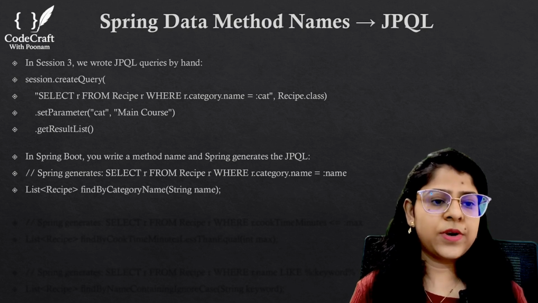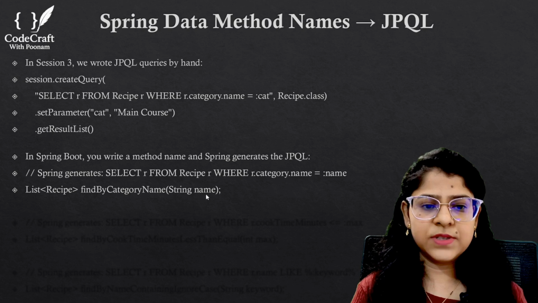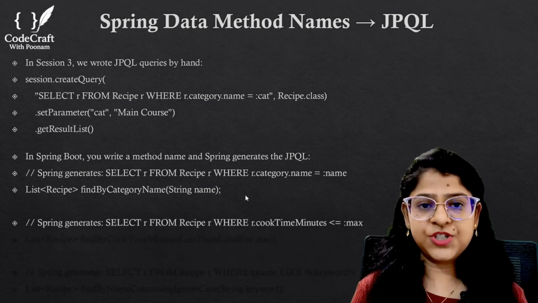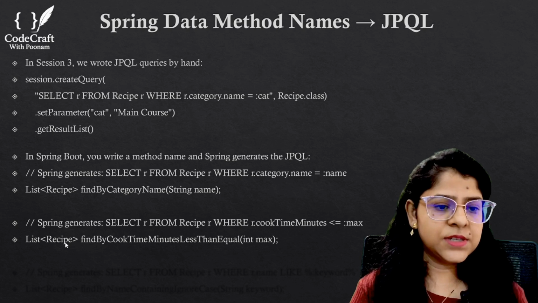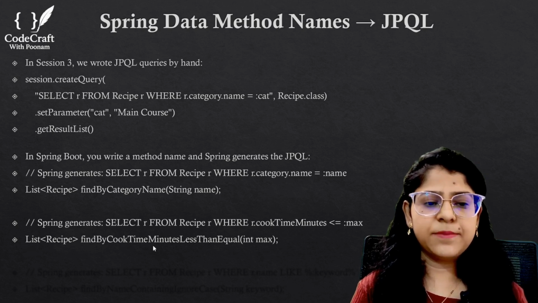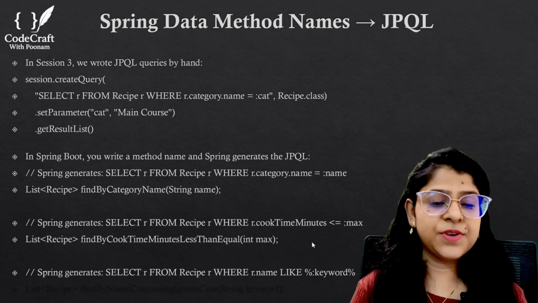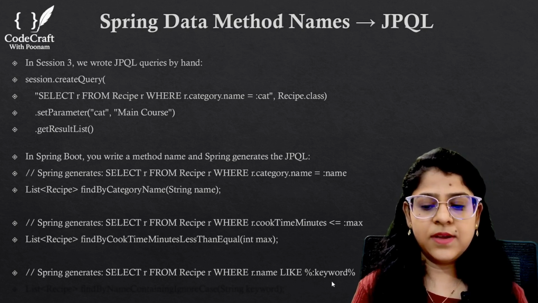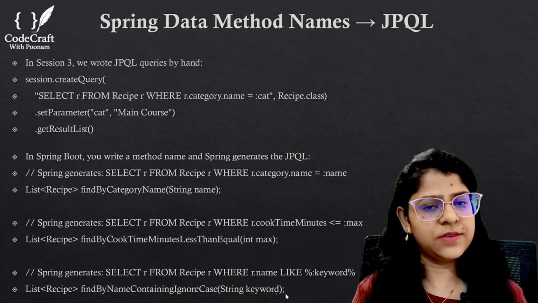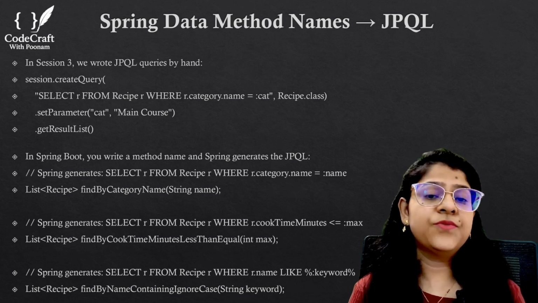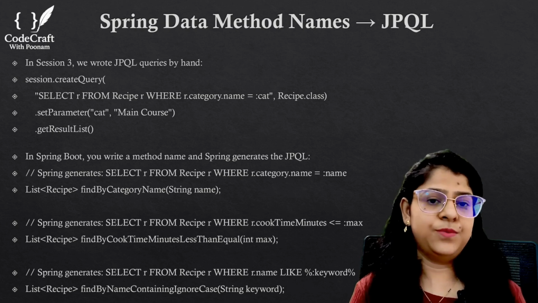We need to write List<Recipe> findByCategoryName, and here you need to give the String name. And then Spring will generate the select statement for you. Just give this one: List<Recipe> findByCookTimeInMinutesLessThanEqual(int max). And Spring will generate the select statement for this. Just give this one: List<Recipe> findByNameContainingIgnoreCase(String keyword). So the rules for method names are mapped directly to JPQL clauses, which you already know, right?